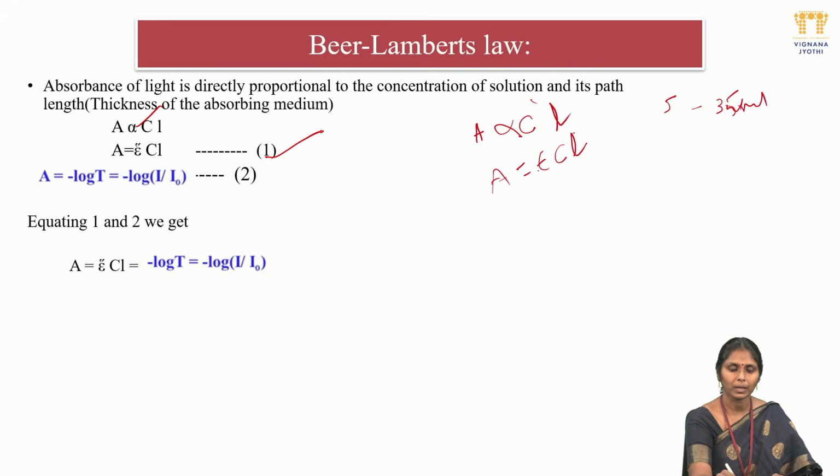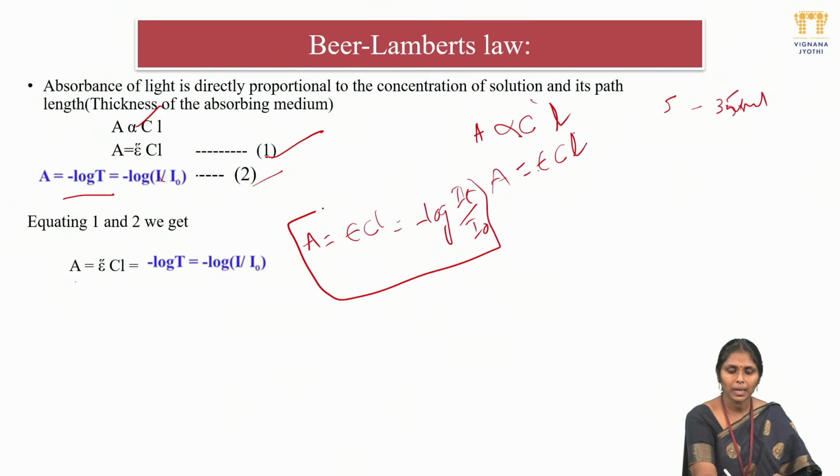This is equation 1. And in terms of transmittance, absorbance is a negative logarithm of transmittance. Here T is already known as I_T divided by I naught. So you can mention this as equation 2. Combining these two, epsilon CL is equal to negative log of T. So finally the Beer-Lambert's law expression is A equal to epsilon CL equal to negative log of I_T divided by I naught. This is the Beer-Lambert's law expression.